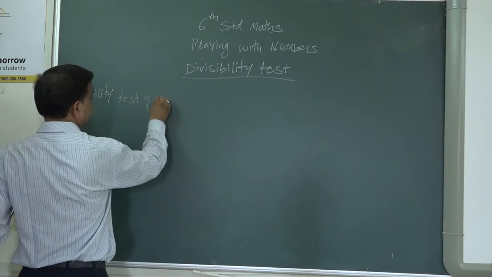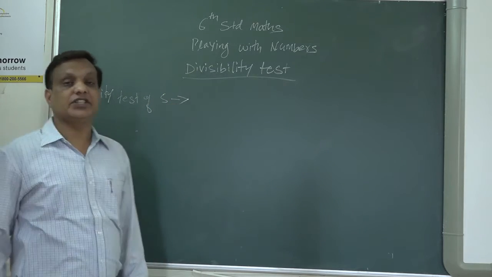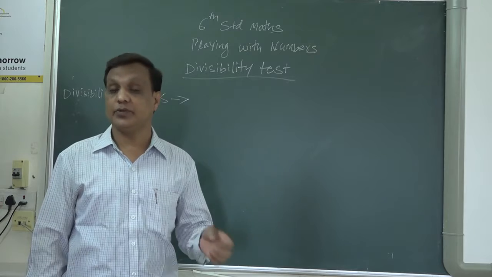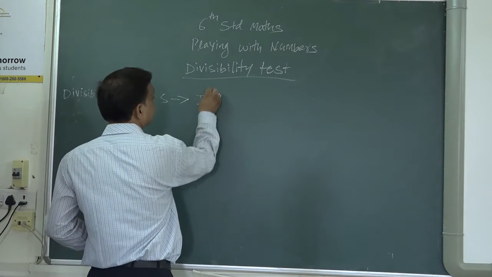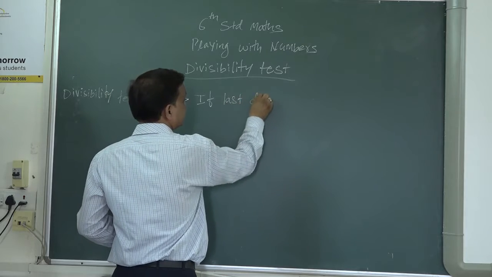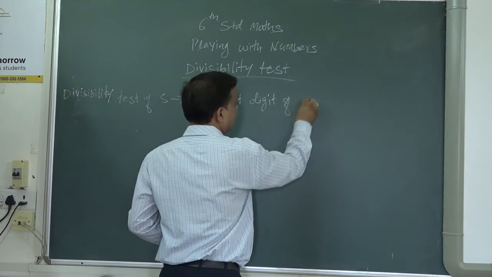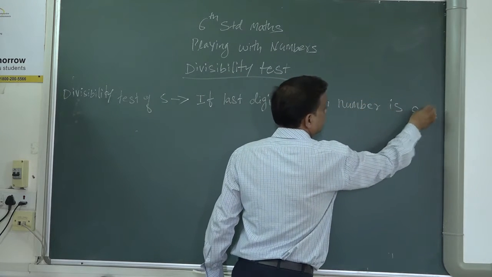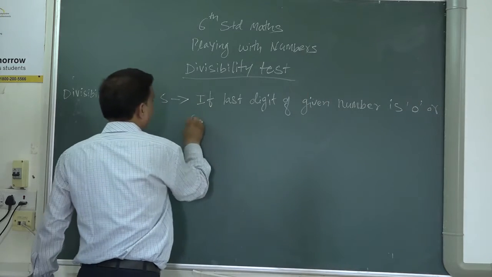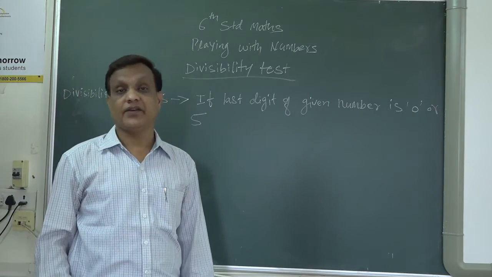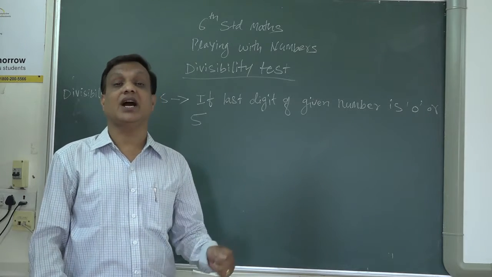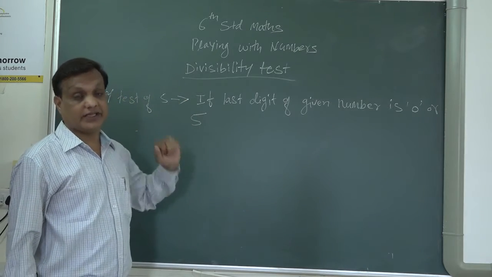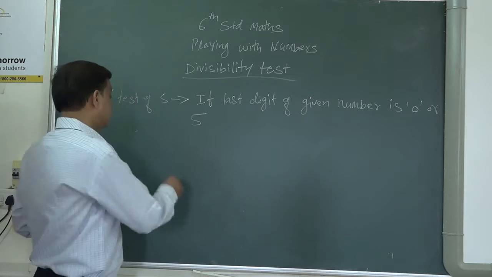Next, divisibility test of 5. What is the definition of divisibility test of 5? If the last digit of a given number is 0 or 5, then that number is going to be divisible by 5. Any number which is given, you have to see the last digit. If the last digit is 0 or 5, either one, then that number is divisible by 5. We will see the examples.